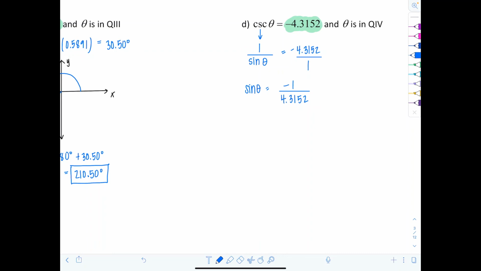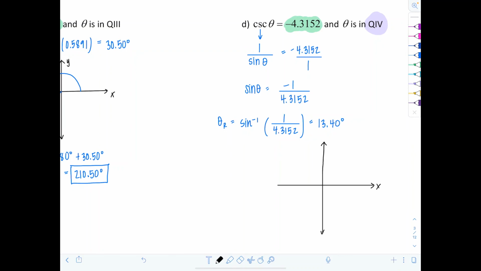So now it's time to find the reference angle. Don't include any negatives, so you have sine inverse of 1 over 4.3152. And punch that in your calculator. So sine inverse 1 divided by 4.3152, and you should get 13.399. So let's round that to 13.40 degrees. Beautiful. So that's our reference angle. And the problem's telling us that angle needs to terminate in quadrant 4. Okay, no problem. We all know where quadrant 4 is, yes?